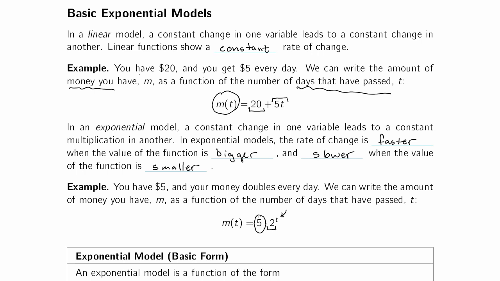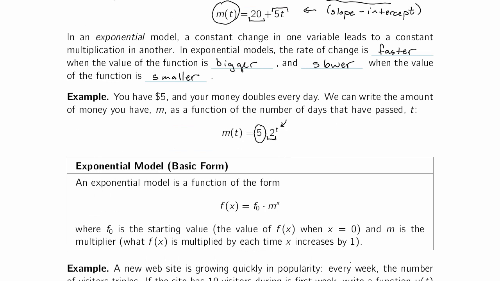This gives us the very basic form of an exponential model. This was a basic form of a linear model. This was called slope-intercept form. We now have the basic form of an exponential model, where we can write a basic exponential function in the form some number times some other number to the x. This form also has a name. It's called base multiplier form. You should think of the base multiplier form as analogous to the slope-intercept form, except instead of repeatedly adding something, we're repeatedly multiplying by something.